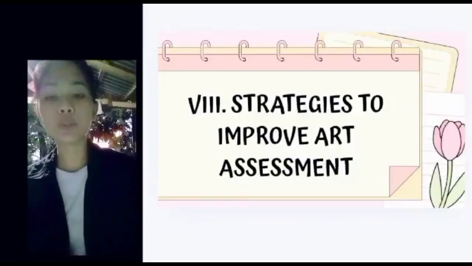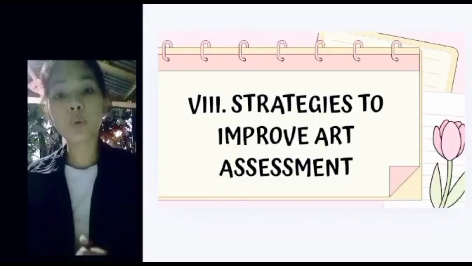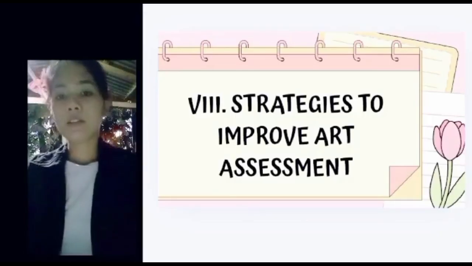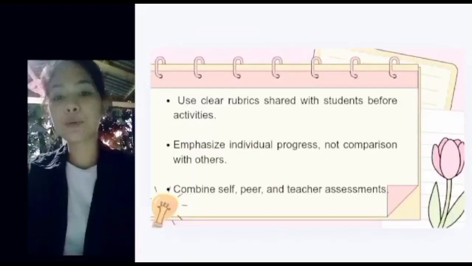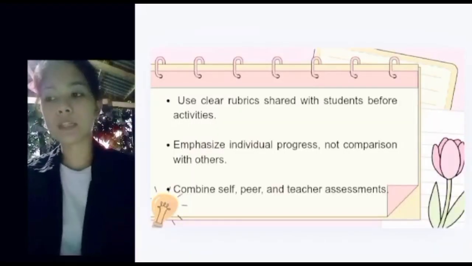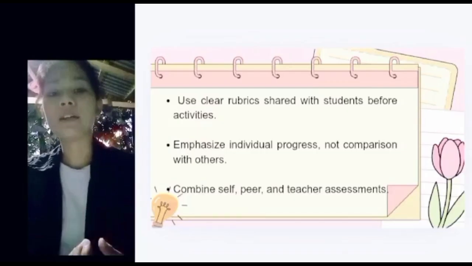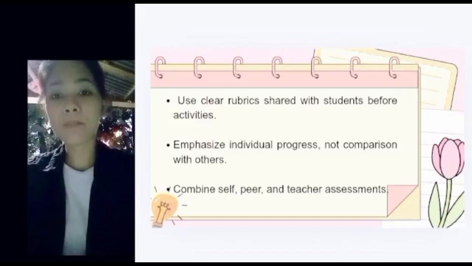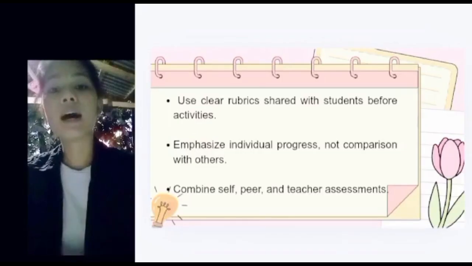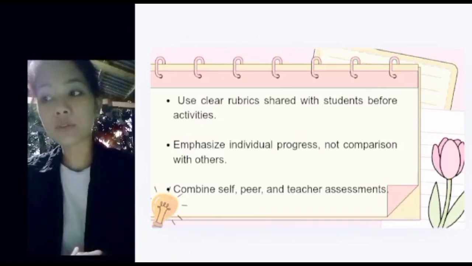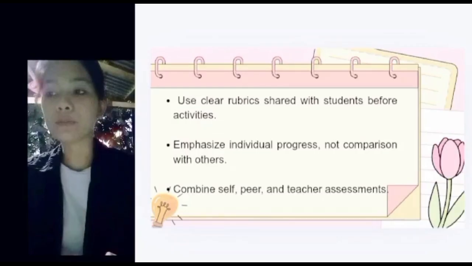And now we go on to the strategies to improve art assessment. There are five. First is to use clear rubrics shared with students before activities. When teachers give an activity, they should give the clear rubrics so that students understand what they need to do to meet what is in the rubrics.